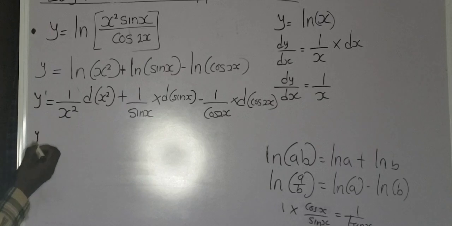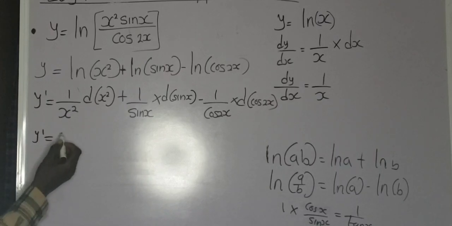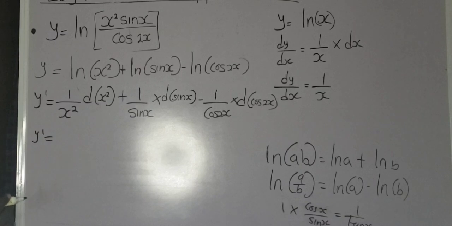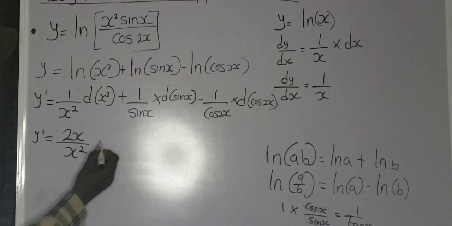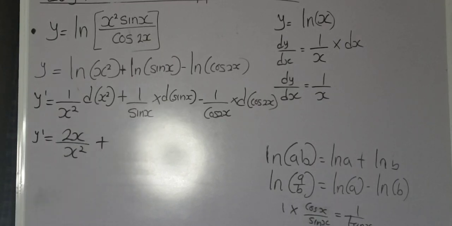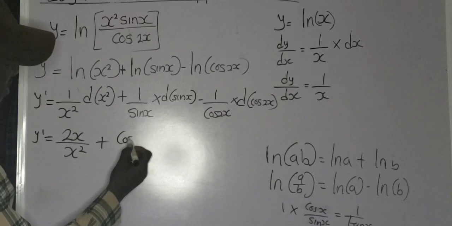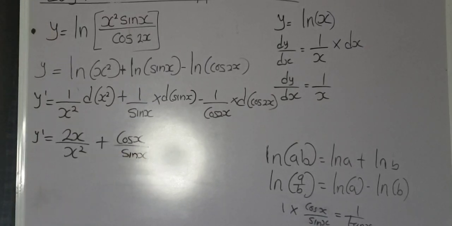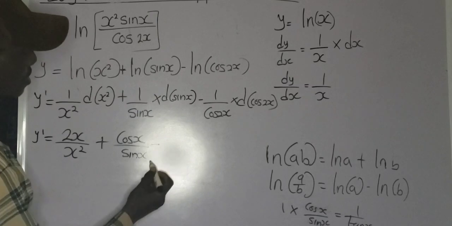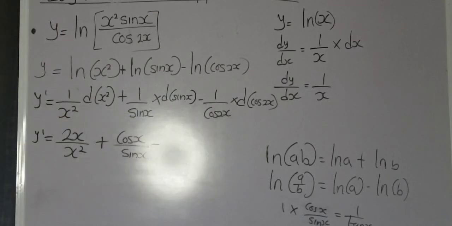Derivative of y is equals to, now if you differentiate x squared using the polynomial rule, what are we going to get? We are going to get 2x. So I'm going to have 2x over x squared plus, if you differentiate sine x, you're going to get what? Cos x. So I'm going to have cos x over sine x. Do you understand? Minus, if you differentiate cos 2x, what are you going to get?